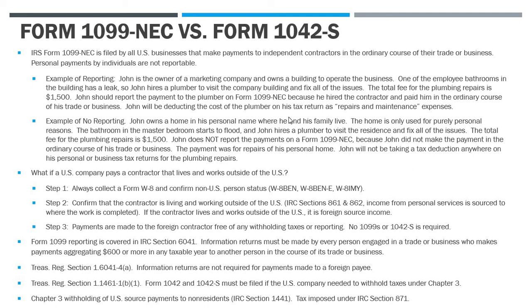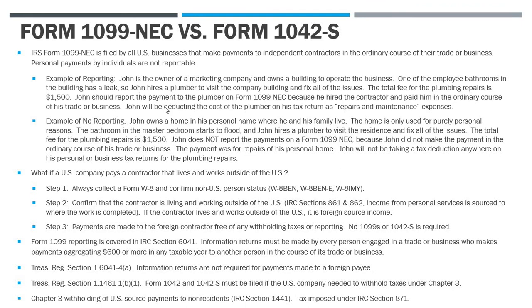If you hire somebody that lives and works in the US, you get a W-9 from them, you have their social security number, and if you make payments to them of more than $600 during the year, you give them a 1099. But the question, and it's a good one, is, what happens if I hire somebody that's not living and working in the U.S.? Do I still have to give them a 1099?